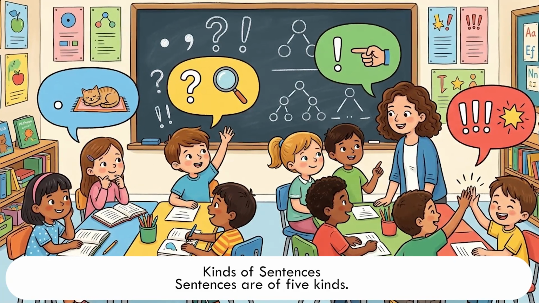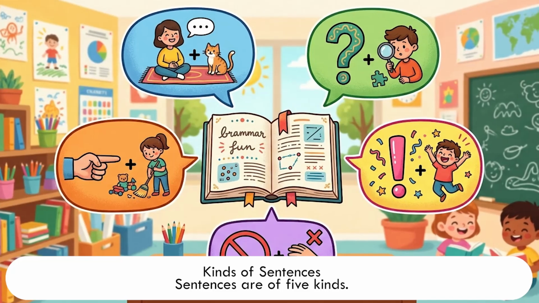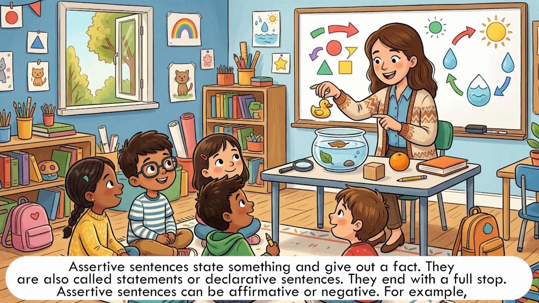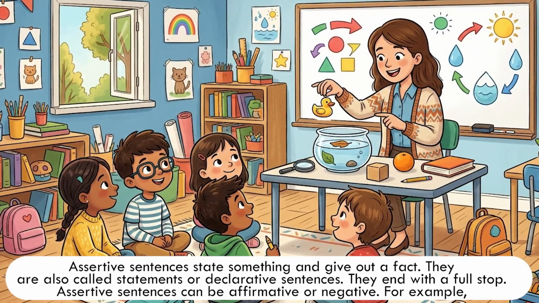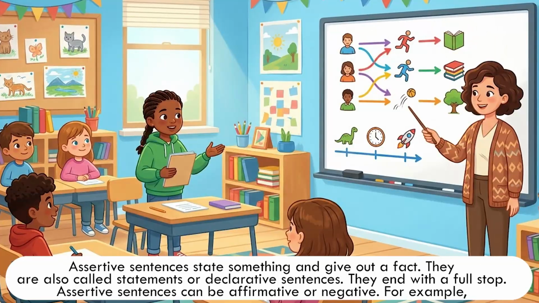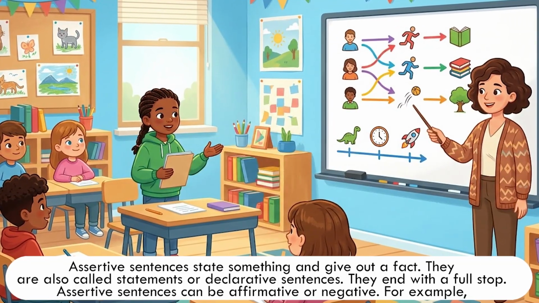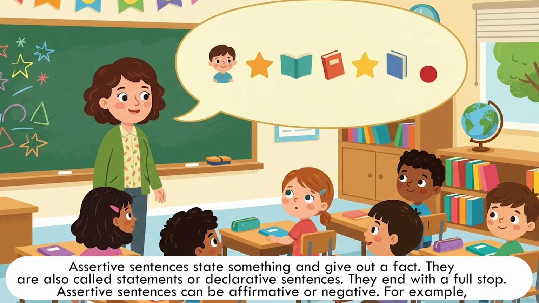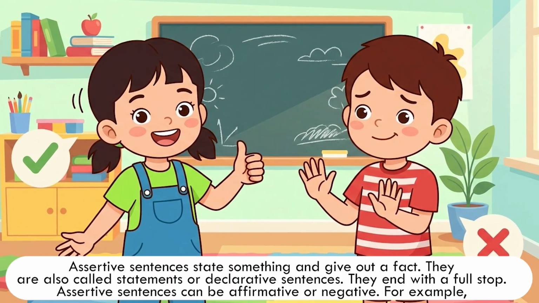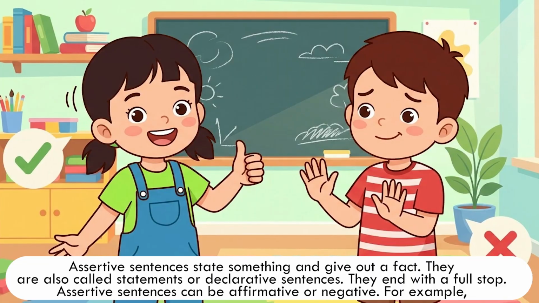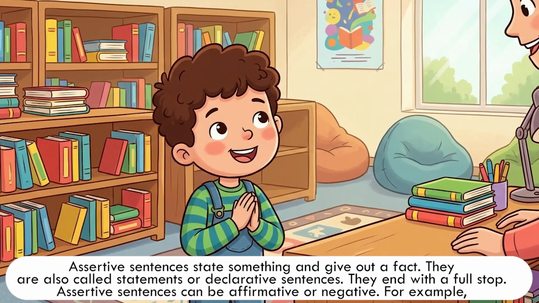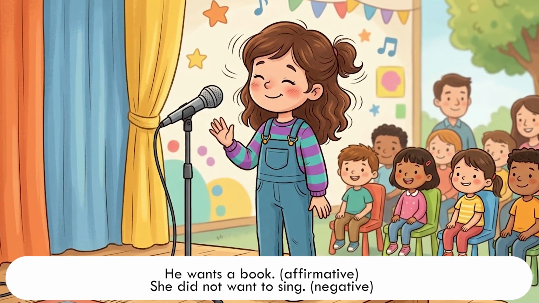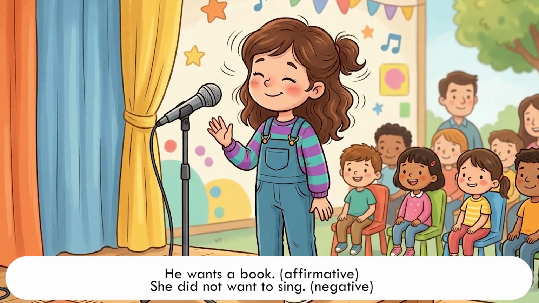Kinds of sentences. Sentences are of 5 kinds. Assertive sentences. Assertive sentences state something and give out a fact. They are also called statements or declarative sentences. They end with a full stop. Assertive sentences can be affirmative or negative. For example, he wants a book. Affirmative. She did not want to sing. Negative.